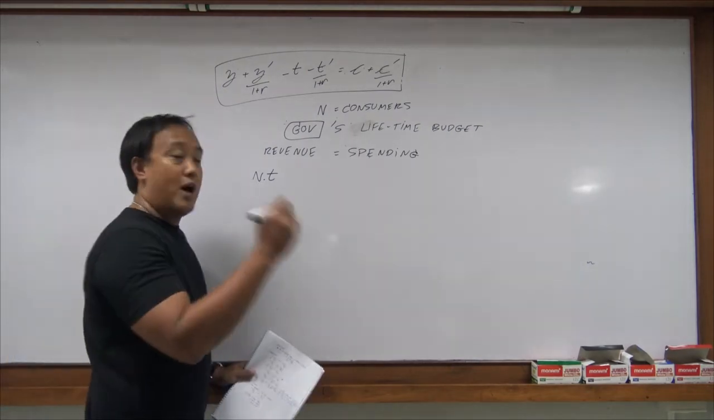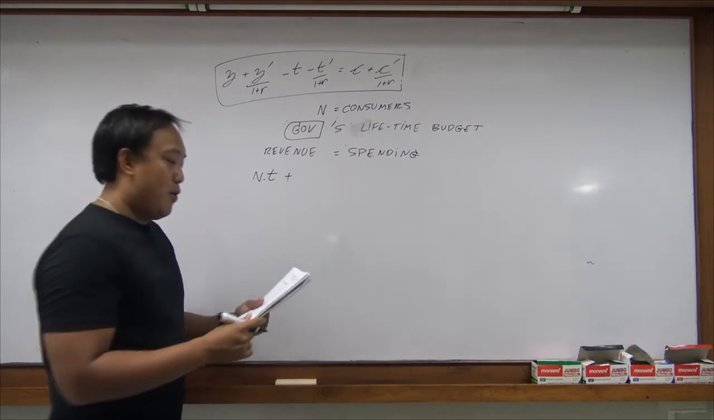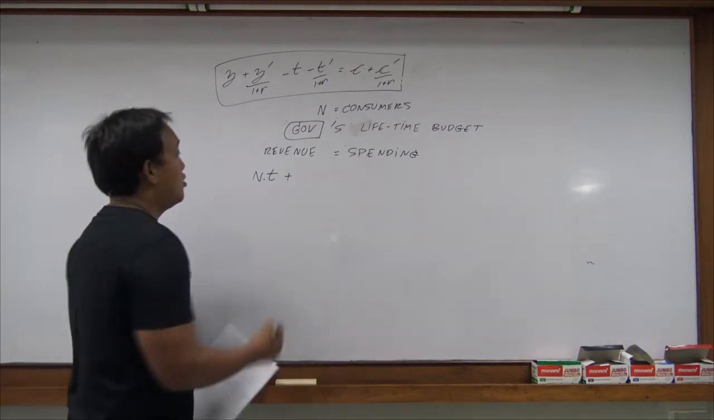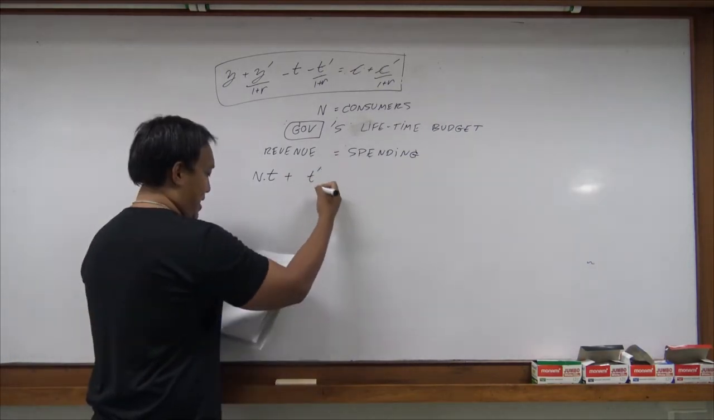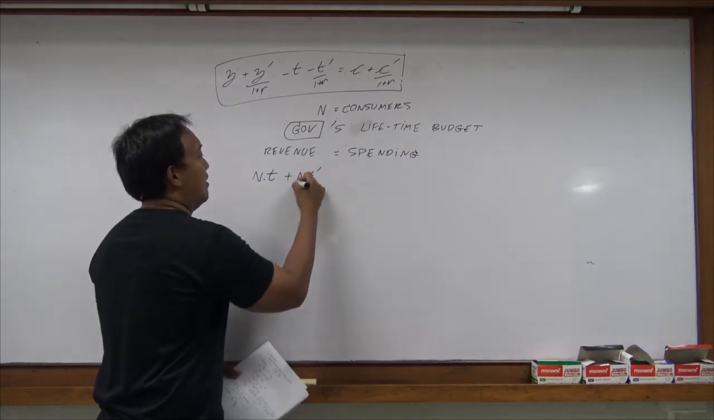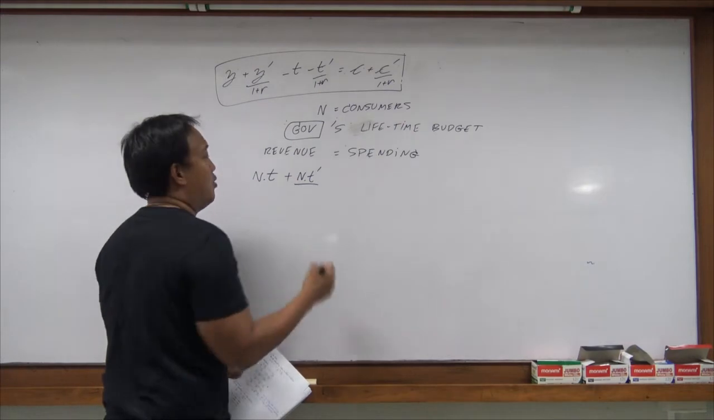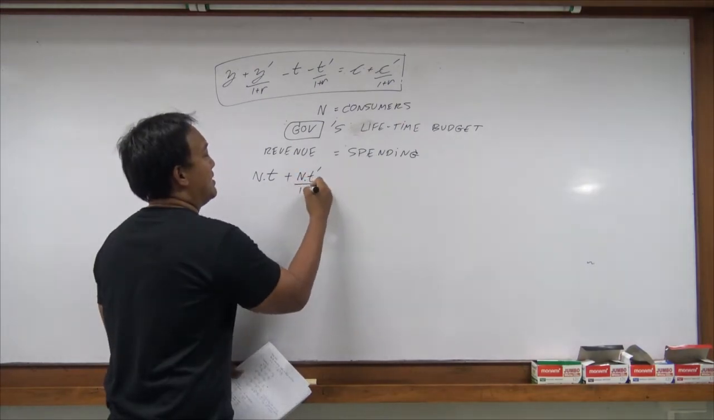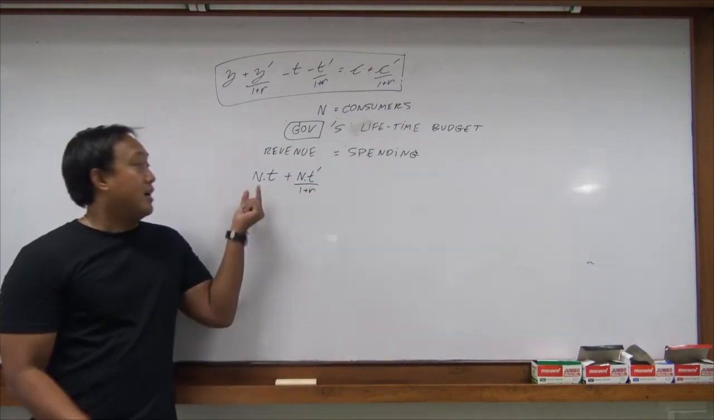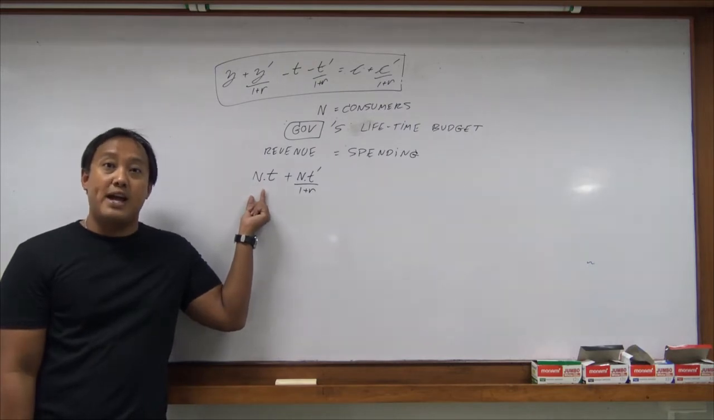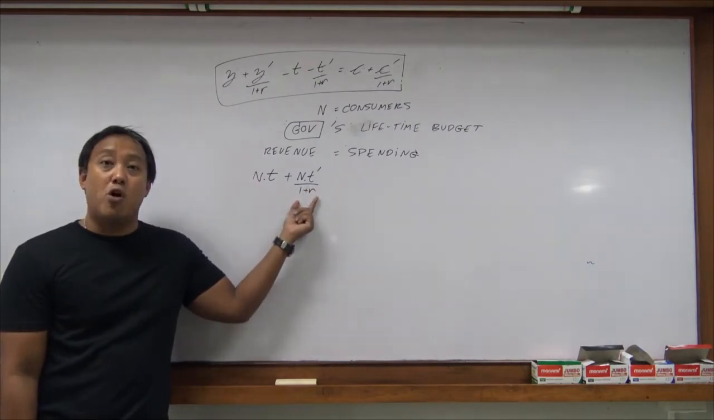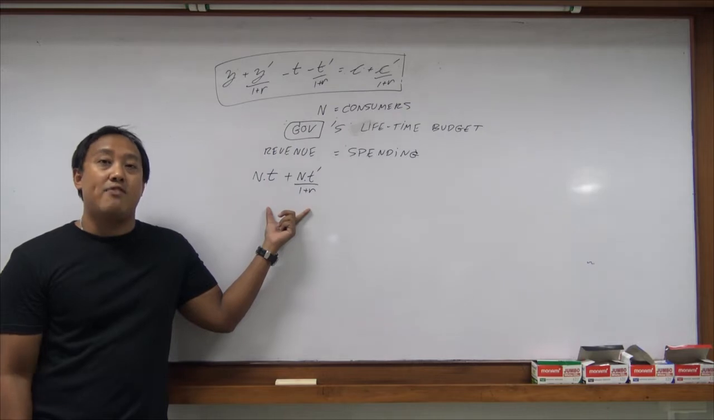Then, how about tomorrow? Tomorrow everyone has to pay tax too. We have T prime multiplied by N, and discounted to present value. When you have a future value, you discount to present value by dividing by 1 plus R. Then you have the total tax for today plus the total tax for tomorrow. Combined together, you have the lifetime revenue of the government.